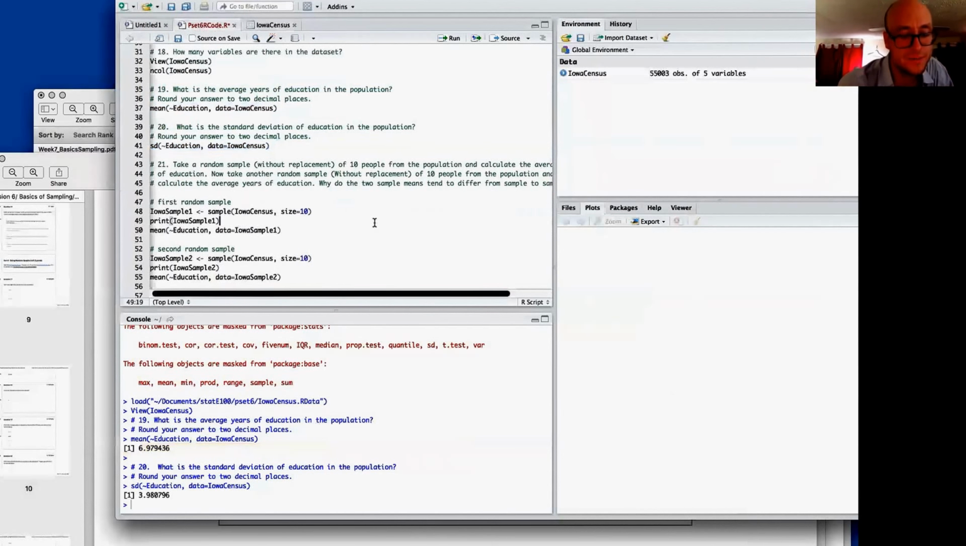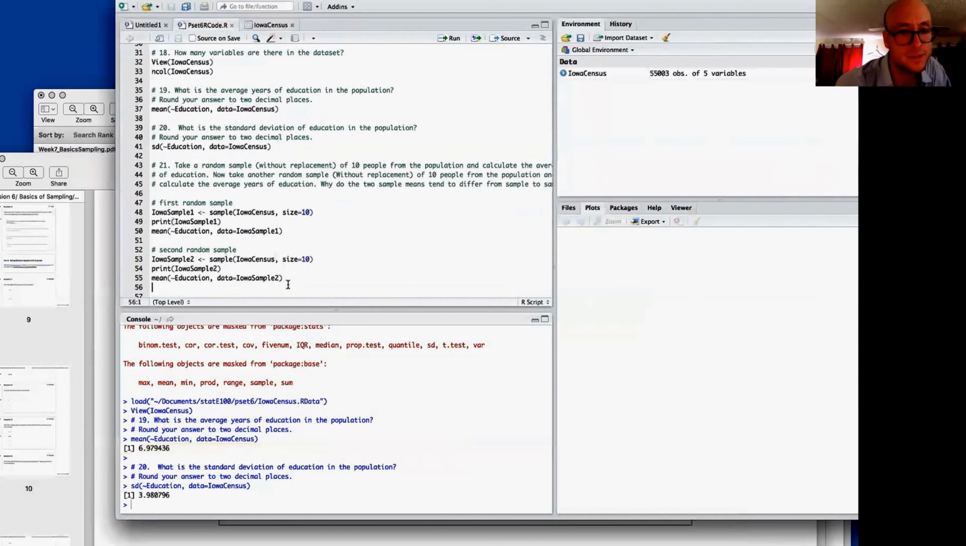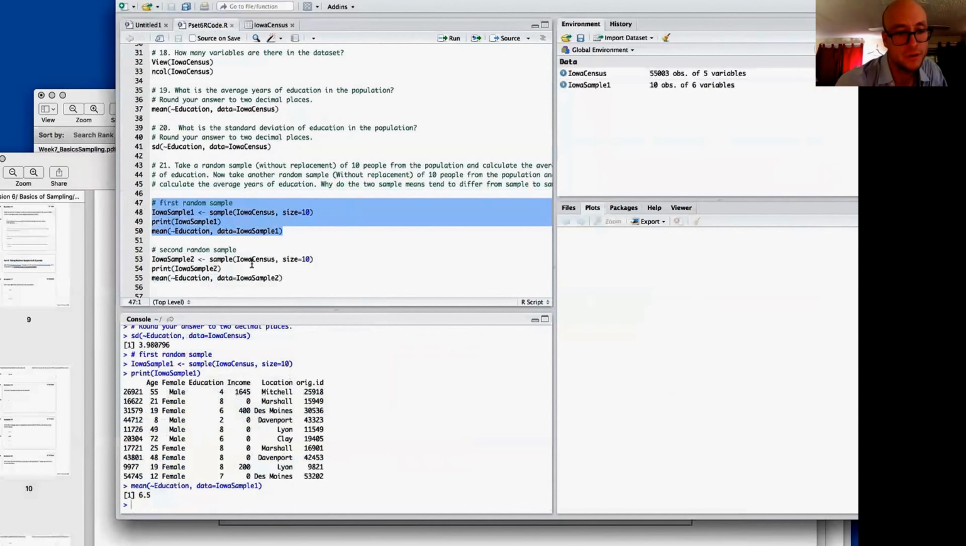You can do this by defining objects here. We can define one object. Remember, this is the assignment operator. And use the sample function. We say sample Iowa census, and the sample size will be 10. Then you can print it, and you can estimate the mean of that. So there you go, 6.5.